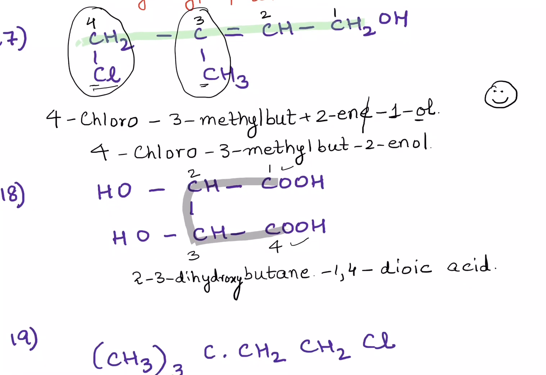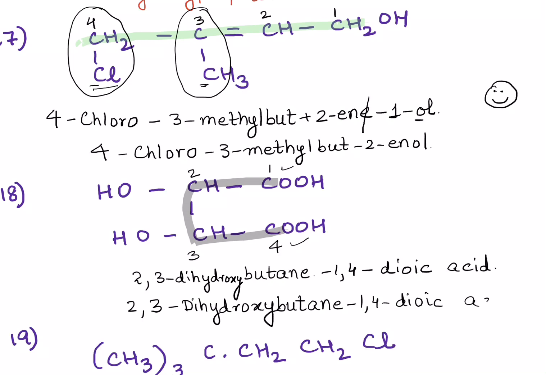Right? So let's join the two parts of the name. 2, comma. I put a hyphen, but it's not supposed to be a hyphen, it's a comma. 2,3-dihydroxy. Again a name, so I will start it with a capital letter. Dihydroxybutane-1,4-dioic acid. Smiley, smile. There we go.